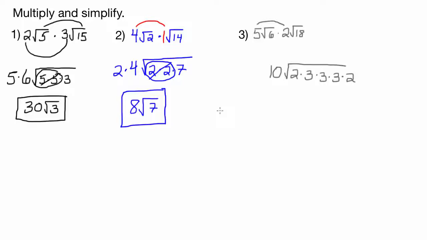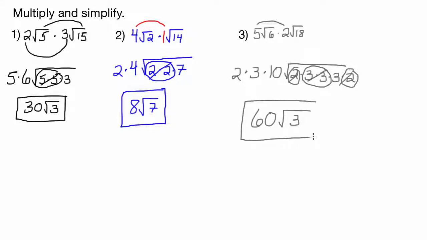So again, I'm going to be looking for pairs to pull outside. So I see 2 3s here, so I circle it, cross it out, bring 1 outside. And then as far as the 2s, I have a pair, even though they're not next to each other, I have a pair of 2s, so I can cross them out and bring 1 outside. And then just do the multiplication. So 2 times 3 is 6, times 10 is 60. And then it's just root 3, because that 3 underneath the radical symbol can't be paired with anything. So 60 root 3. Perfect.